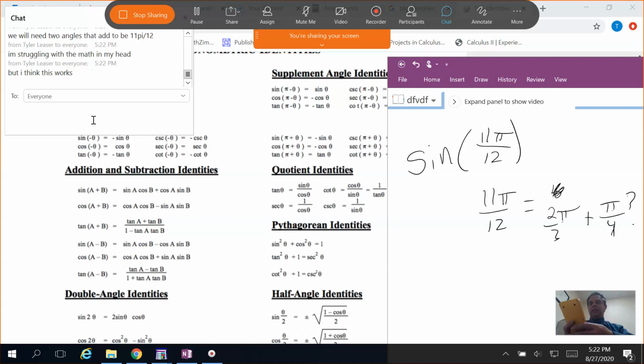Let me just double check. 2/3 plus 1/4. And we want to see if this is 11/12. Yes.